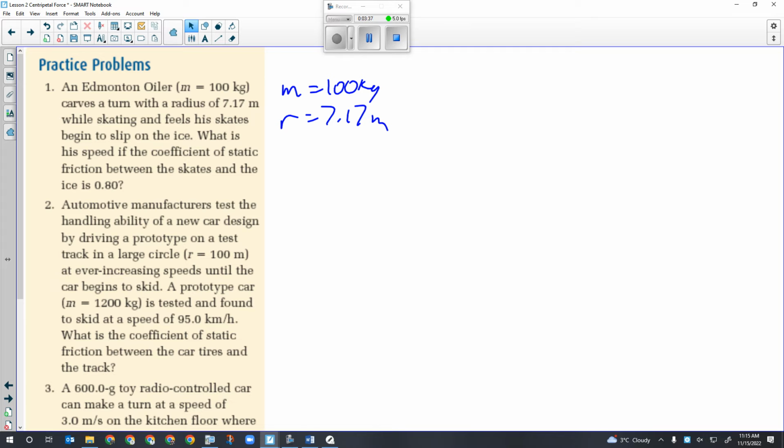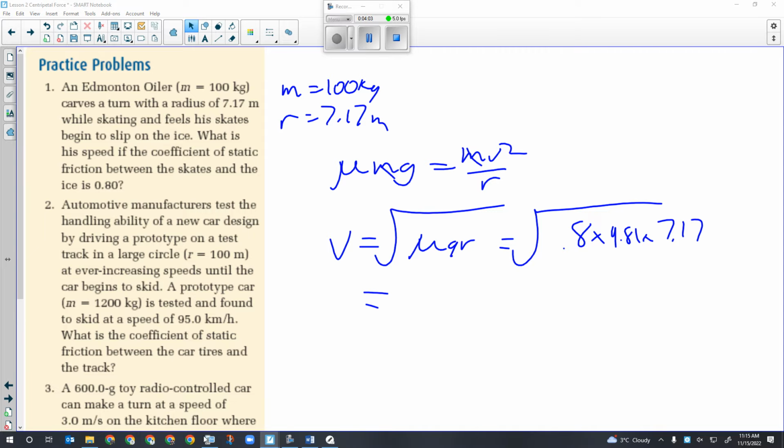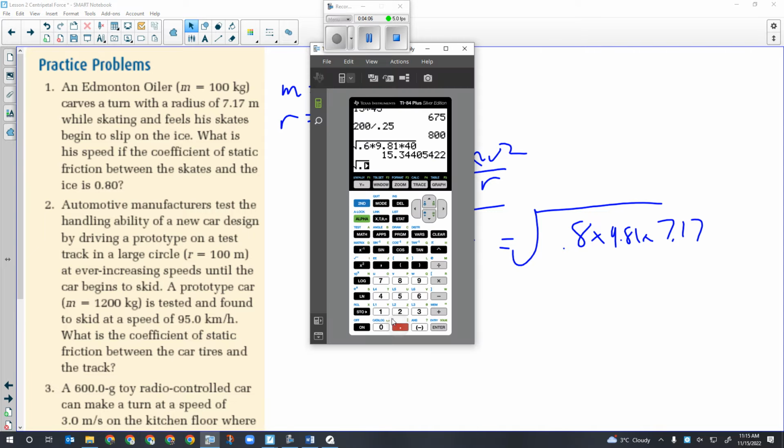So it's basically the same calculation we just did. We're going to have mu times m times g for our force of friction equals mv squared over r. Okay, m is going to cancel. v is going to be manipulated to be the square root of mu g r. So that will be 0.8 times 9.81 times 7.17, which will give us a speed of 7.5 meters per second.